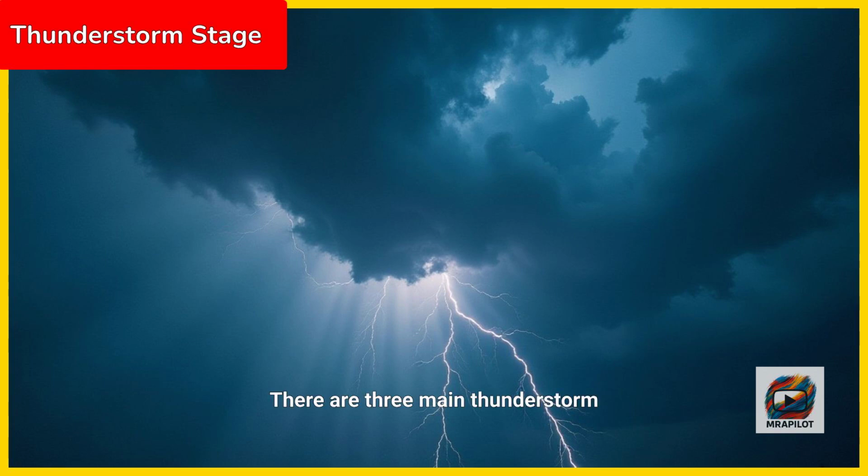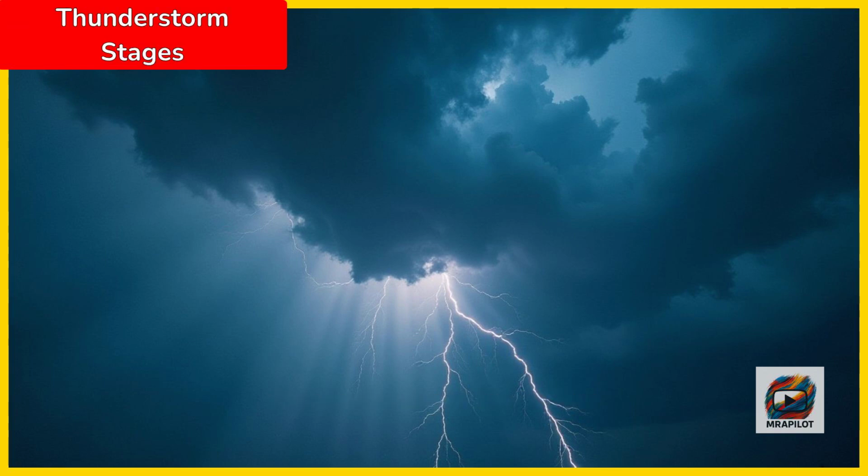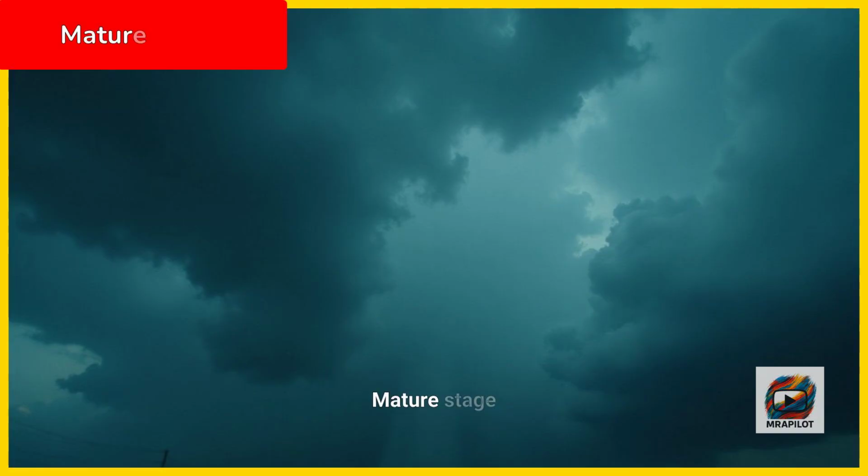There are three main thunderstorm stages. Cumulus stage, updrafts dominate. Mature stage, updrafts plus downdrafts, precipitation begins. Dissipating stage, downdrafts dominate, storm weakens. The mature stage is the most hazardous, bringing turbulence, hail, lightning, wind shear, and heavy rain. Avoid it by at least 20 nautical miles, especially on the downwind side where outflows extend further.